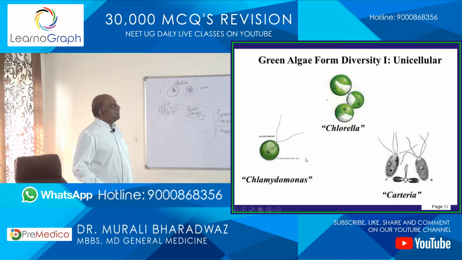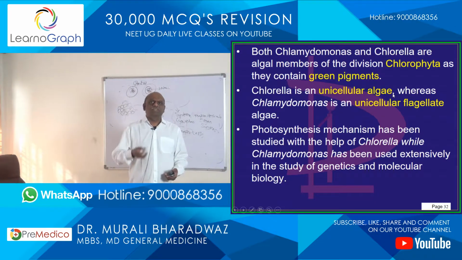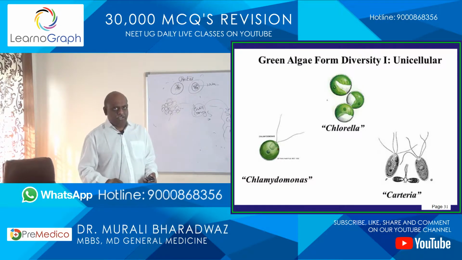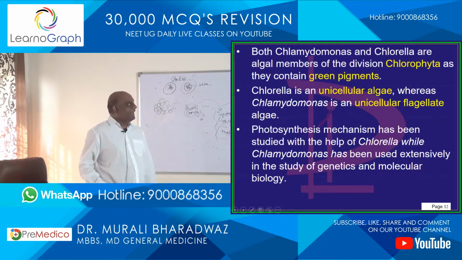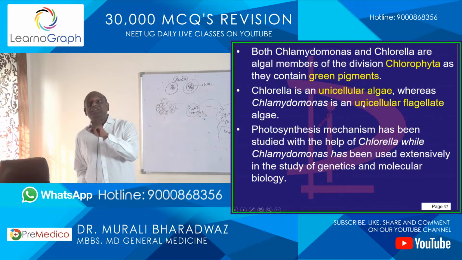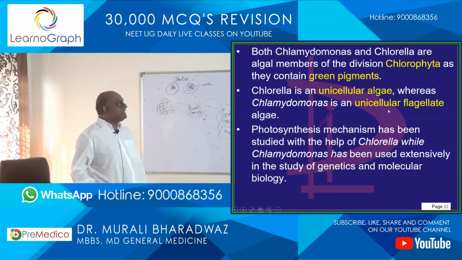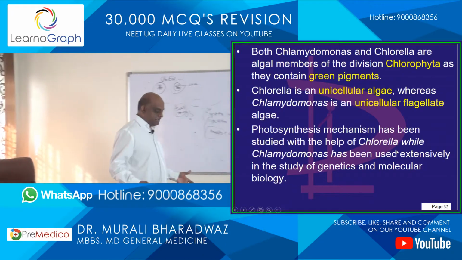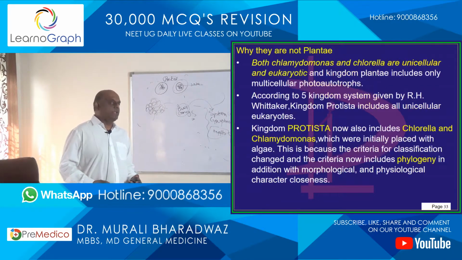Then, why is the Chlorophyta, in which you have these 3, called Chlorophyta first of all? Because they contain chlorophyll, which is the green pigment. That is the reason they are called Chlorophyta. So, Chlamydomonas, Chlorella, Carteria. Chlorella is a unicellular alga and Chlamydomonas is a unicellular flagellate, is what you should remember. The main difference between the two: which one has flagella? Chlamydomonas has flagella. So, unicellular flagellate is Chlamydomonas. Unicellular alga is Chlorella, is what you have to remember. And why Chlorella is important is that all our knowledge today about photosynthesis is because of the experiments done mainly on Chlorella.